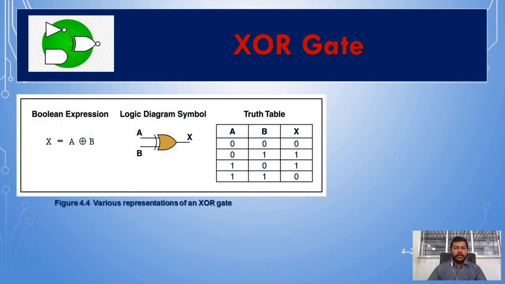The Boolean expression for the XOR gate is X equal to A XOR B. The logic diagram symbol of the XOR gate is like this: A, B and X. This is similar to the OR gate, in addition to that, we are having a line in front of that gate. So this is the symbol for the XOR gate. The truth table shows that when we have different inputs, then the output is high, otherwise it is 0. So this is about the XOR gate.